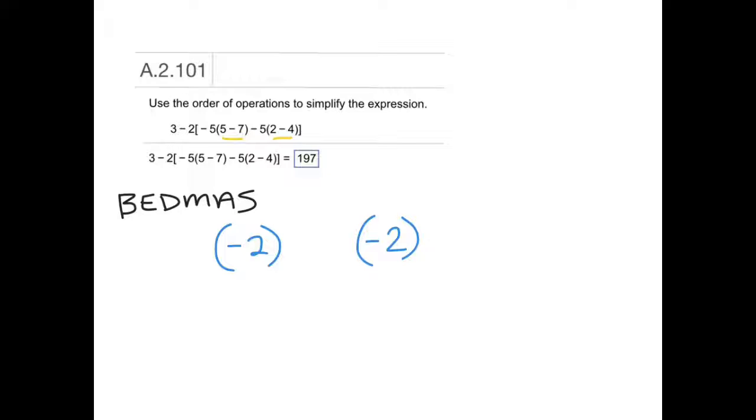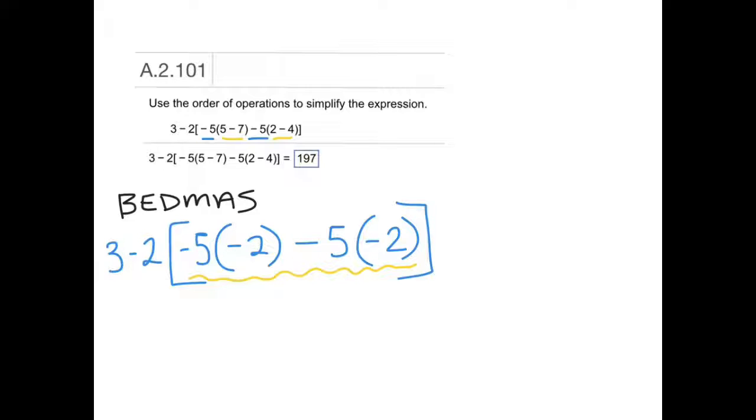Now I need to go back and just fill in the rest of the equation. So that was negative 5 in front of that. There's a negative 5 in front of this one, and that's within the square brackets, and then 3 subtract 2. Now that I've simplified within the parentheses, my next job is to simplify the expression inside the square brackets. And what I have is negative 5 times negative 2 and subtract 5 times negative 2.